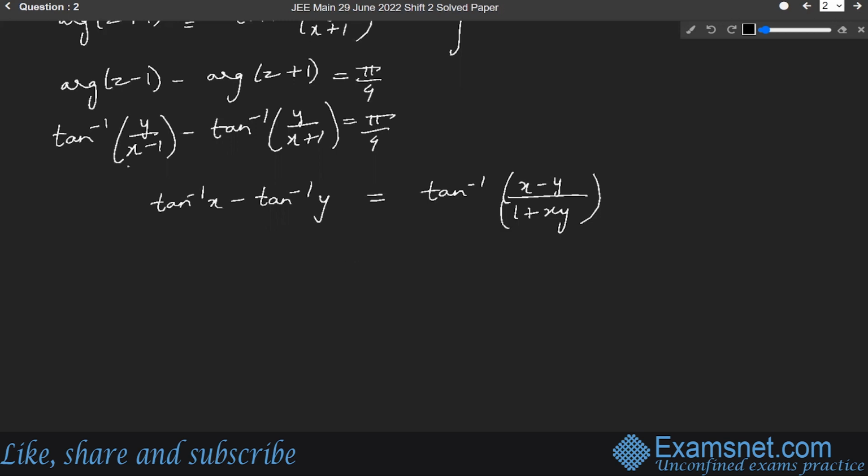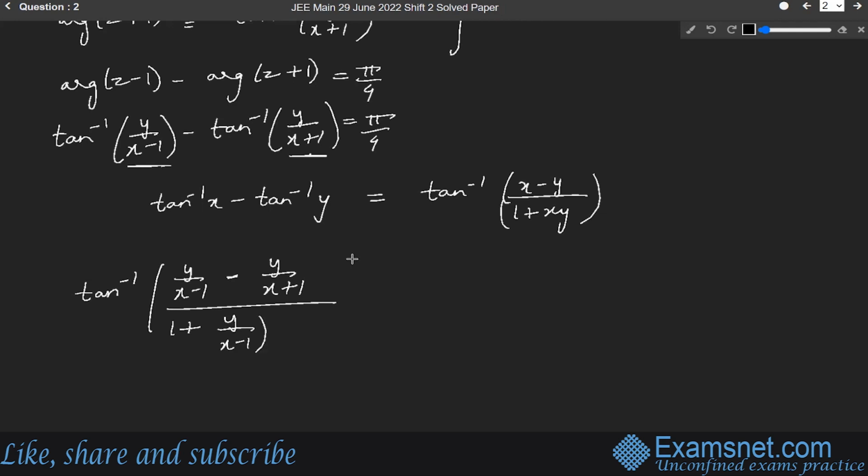The value of x is y upon x minus 1 and the value of y is y upon x plus 1. So this will be tan inverse of (x minus y). What is x? y upon x minus 1, minus y. What is y? y upon x plus 1, divided by 1 plus x into y. x into y means y upon x minus 1 into y upon x plus 1. And this will be equal to pi by 4.